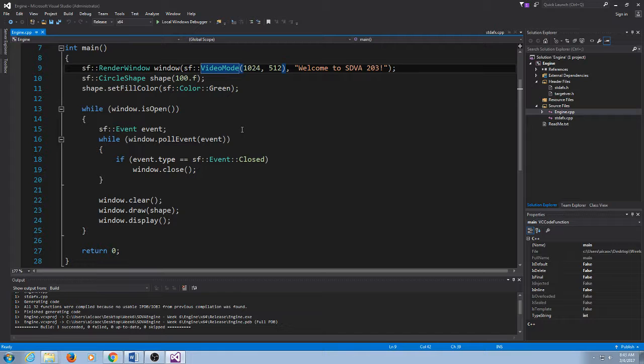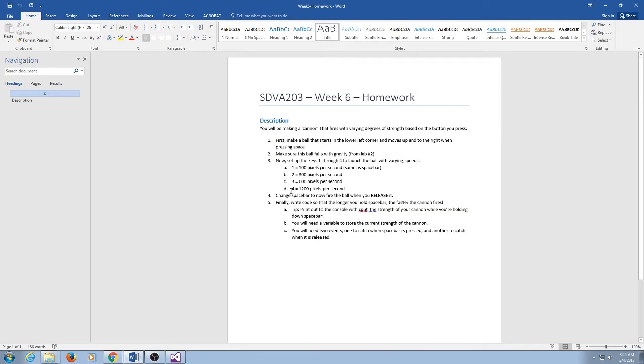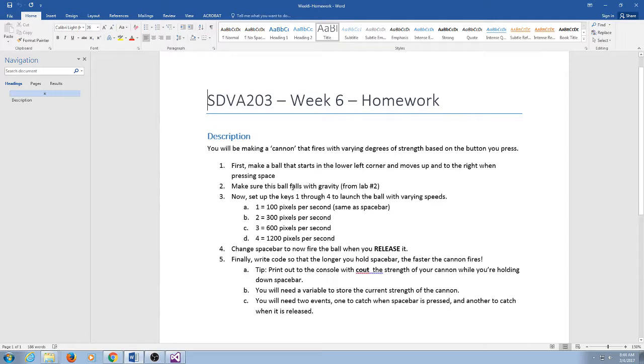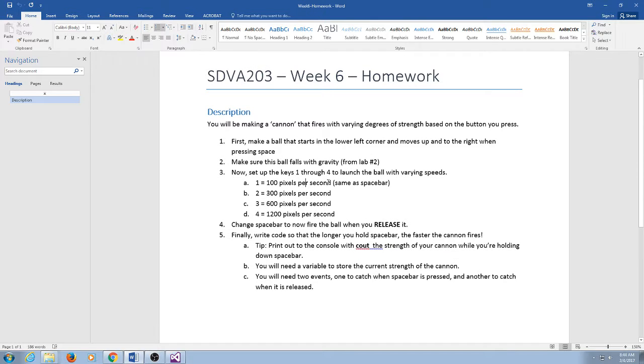So let me start off with the homework. The homework was to make a cannon that fires with varying degrees of strength based on the button you press. The goal was that it starts in the lower left corner and moves up and to the right when you press space, making sure this ball falls with gravity from lab number 2. And then setting up the keys 1 through 4 to launch the ball with varying speeds.